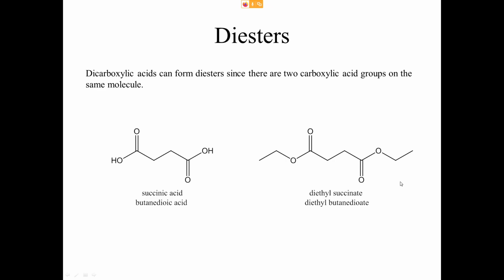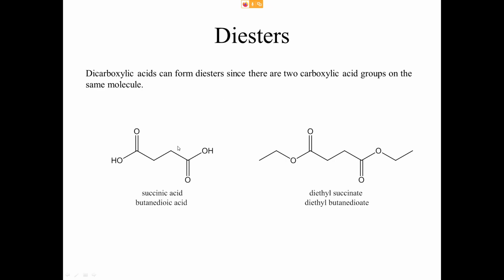This O is not the same as that O. And this is the alcohol that was added. Equivalently, I did the same thing on the left. This OH left, right? And the ethanol that was there is still here. Its H is gone. It left with the OH to make water, and it's connected to this carbon. Right? So how do we name diesters?